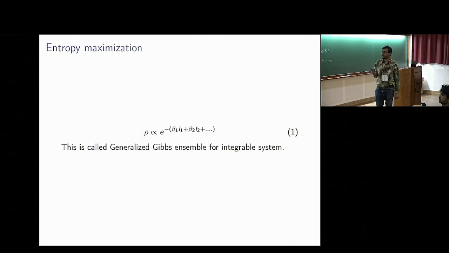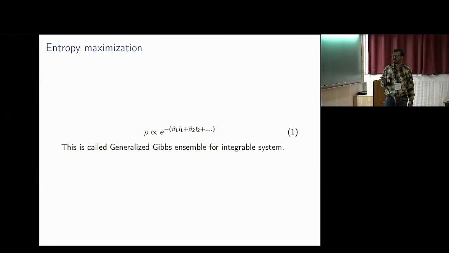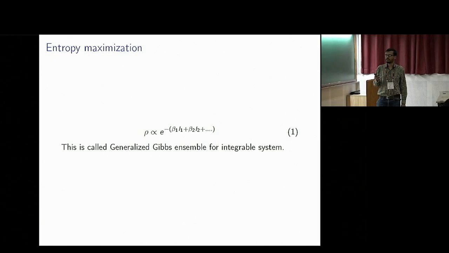I gave the example of the second law of thermodynamics, which says that the entropy is always maximum, but the entropy has to be maximized subject to the constraints imposed by the conservation laws. Suppose I have a system with conservation laws I1, I2, and so on up to In. If I maximize the entropy subject to these conservation laws, then I get a Gibbs ensemble if the Hamiltonian is the only conservation law. But if there are many conservation laws, as in the case of integrable systems, then I get a generalized Gibbs ensemble.